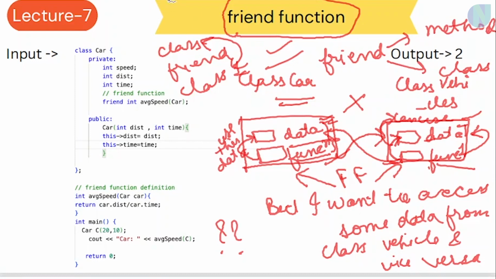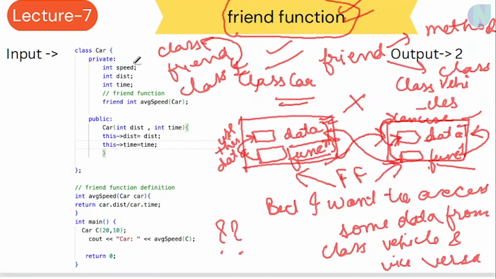Consider it like this only: if I am class A, you are class B, and you are my friend, then I am giving you some authorities and some permissions to access my data, and you are also giving me some authorities and permissions to access your data. So basically this was why we needed friend function.